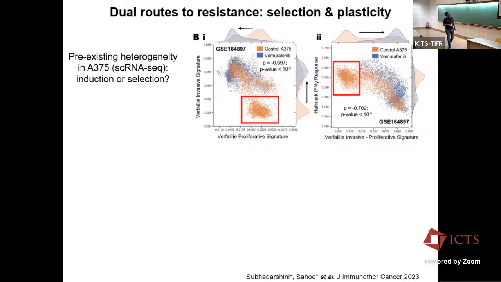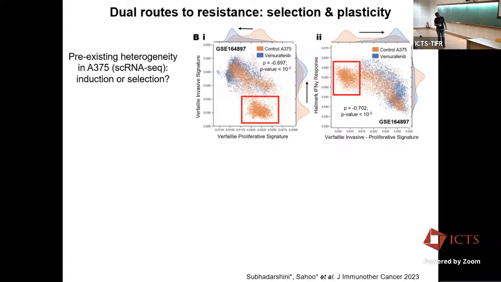So what we have looked at here is this particular cell line, where if you look at the pre-treatment cells, the control cells, and here the axis we are looking at is the much higher dimensional scores, because in single cell data, just looking at 5 genes sometimes may not be sufficient. So what you see is that even prior to treatment, you see 2 subpopulations.